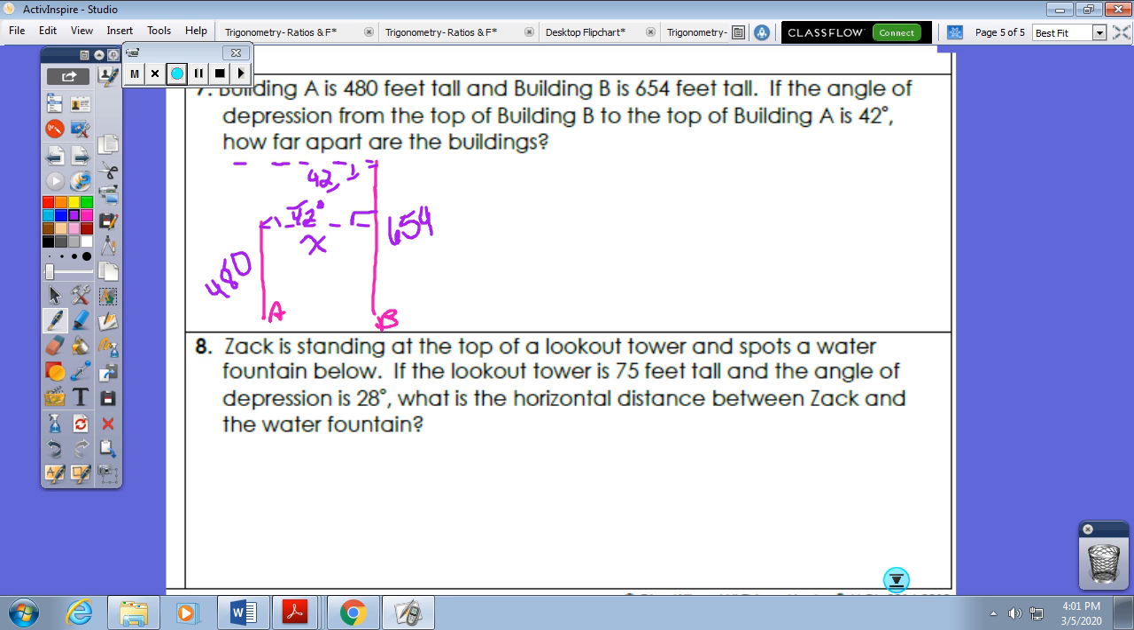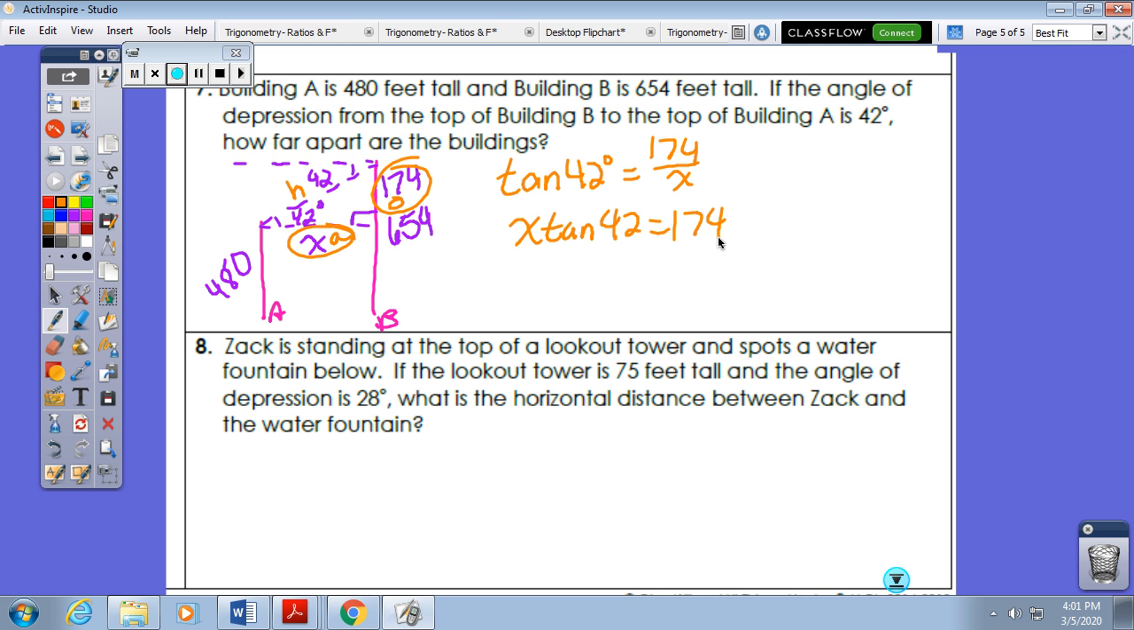Well, we need to take 654 and subtract 480, which is going to give us 174, because that's what we're going to be using here. So opposite, adjacent, hypotenuse. Again, tan, so I'm using tangent of 42 degrees is equal to 174 over x. Cross multiply, x tan 42 is equal to 174. Divide both sides by tan of 42. Okay, x is going to be equal to 193.2 feet.